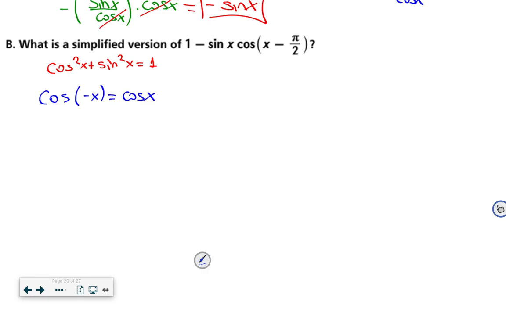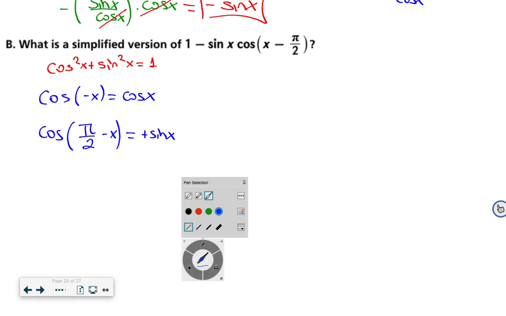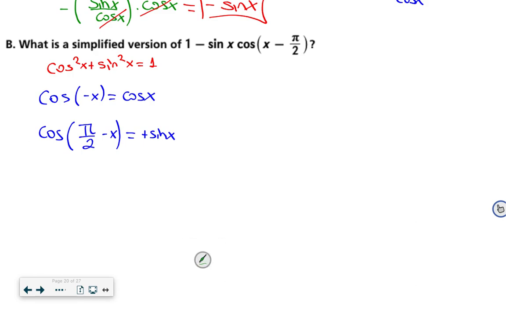Next, cosine pi over 2 minus x is going to become what? Positive sine x. We are going to use those identities. Let's do it. Into the 1, can I write cosine square x plus sine square x? Can I write it down?